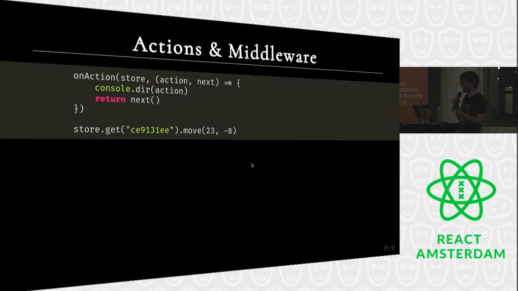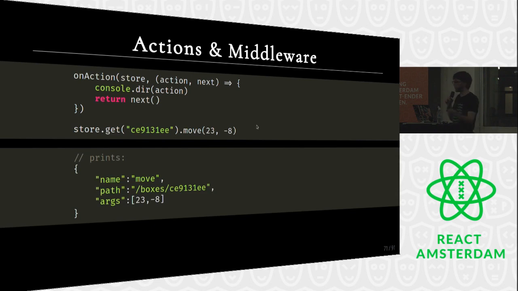And that looks roughly like this. On action is very similar to the previous ones, except it can be used as middleware, so it receives a next function. And so here we have basically a middleware on the store that prints what action is invoked. So if we then move a box in the store, then it prints, hey, on this path, this and this method was invoked with these arguments in serialized form.